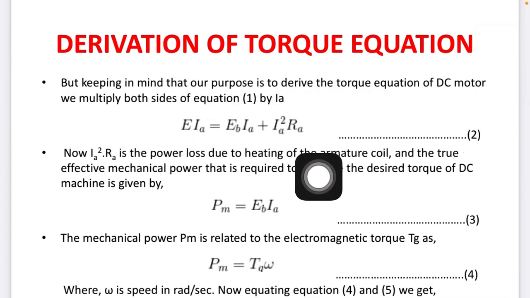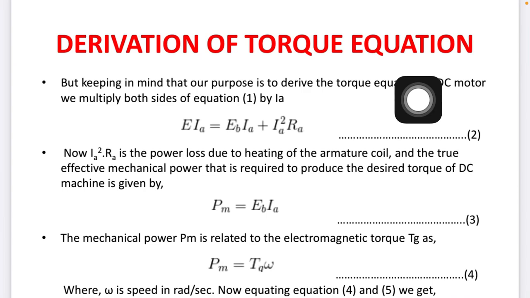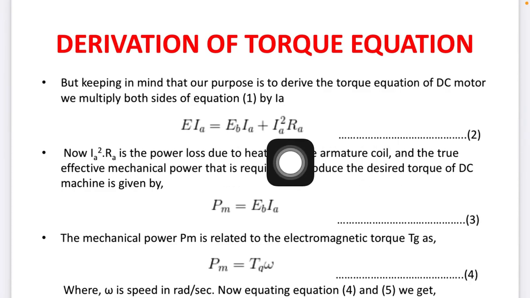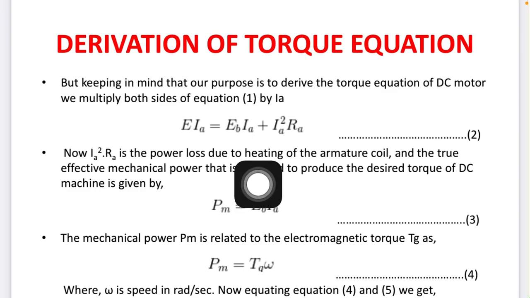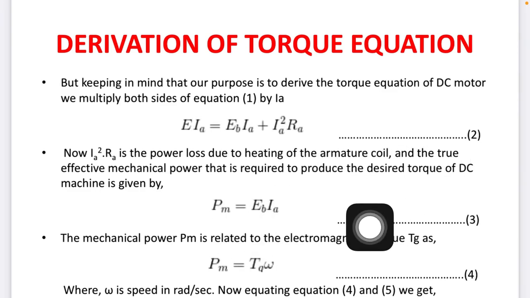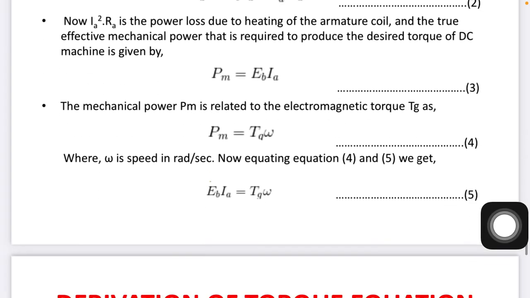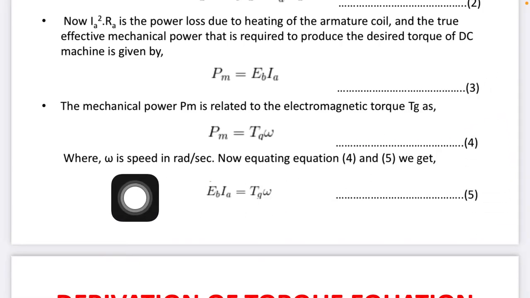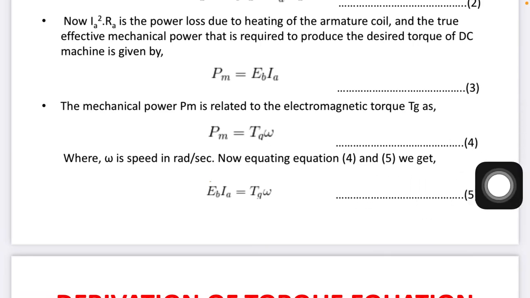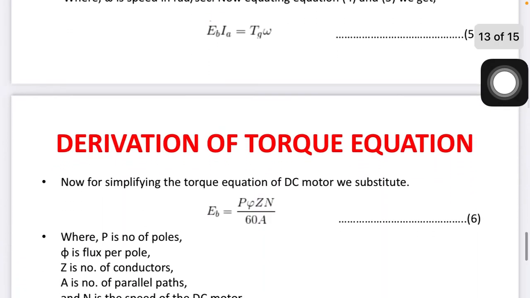So we know that I square R are the losses, right? This is the equation of power. Power P is equal to VI, and power is equal to I square into R, so I square into R is the power loss. So we can say mechanical power is equal to the power from the back EMF generated, so EB into IA. So the mechanical power PM is equal to torque into angular speed, right? Where omega is the speed in radian per second, which we put in through equations 4 and 5. From 4 and 5 we get these equations, right?